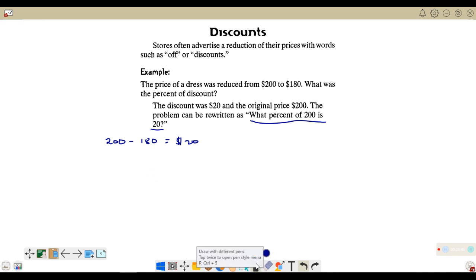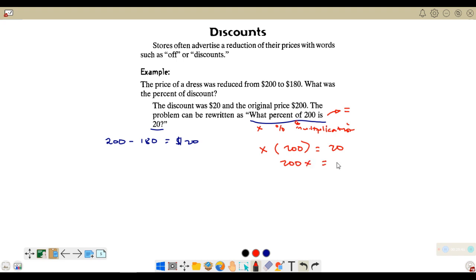So, meron tayong mga notation ulit na pwedeng gamitin. So, what is X? And then, we know that we are looking for the rate because of the word percent. And then, of is multiplication. And is equal. So, hanap na tayo ng ating formula. We expect our answer to be in percent, so dapat naka-decimal siya or naka-fraction para ma-transform natin siya into percent. So, we have X multiplied by 200 is equal to 20. So we have here 200x is equal to 20.